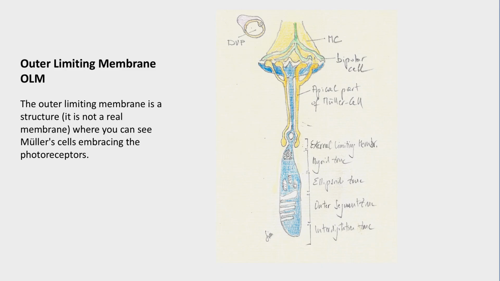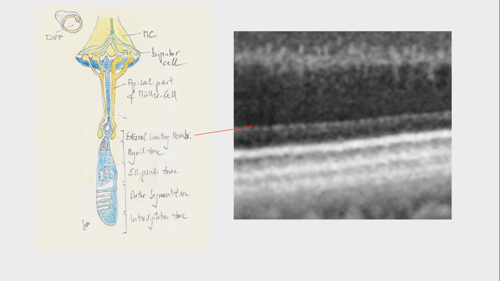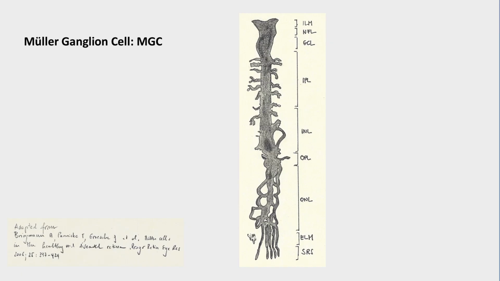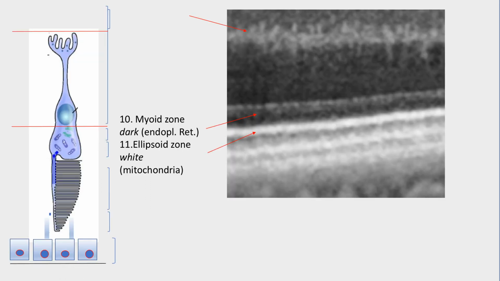Here the Muller cell is in yellow. The external limiting membrane, and a sketch of mine of a rabbit Muller cell. Here the myoid zone with the endoplasmic reticulum and the ellipsoid zone with the mitochondria.